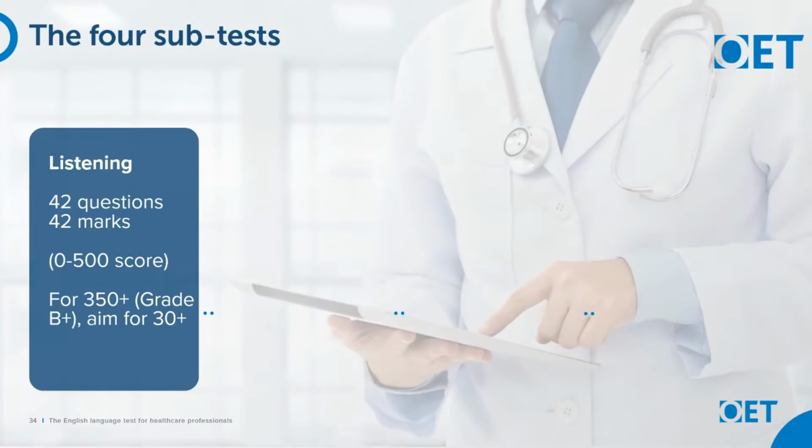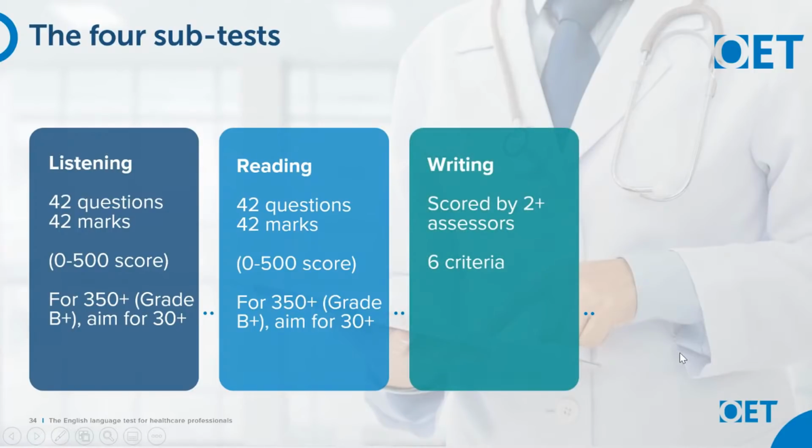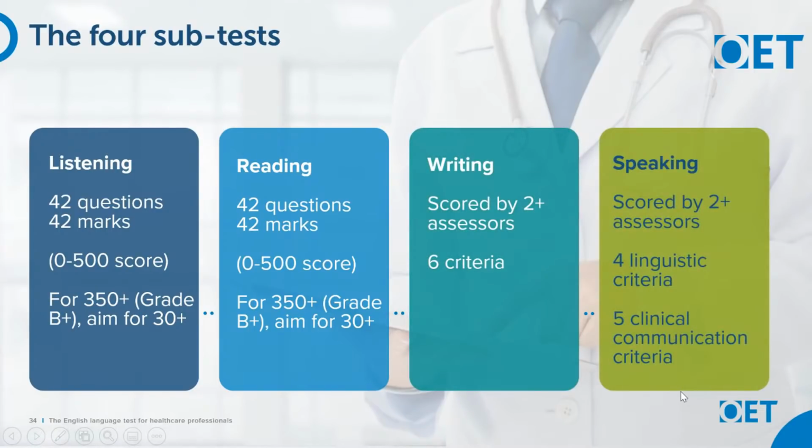But a good goal, if you're aiming for a B or above, is to be getting 30 or higher as a result in your official OET practice tests. And the same goes for reading. There are 42 questions and 42 marks, and you should aim for 30 or more when practicing with official materials. Writing and speaking are scored differently, but they're still assessed by 2 or more assessors. And writing assessors use 6 criteria to score your writing, and speaking assessors use 9 criteria. Back to you, Alex.